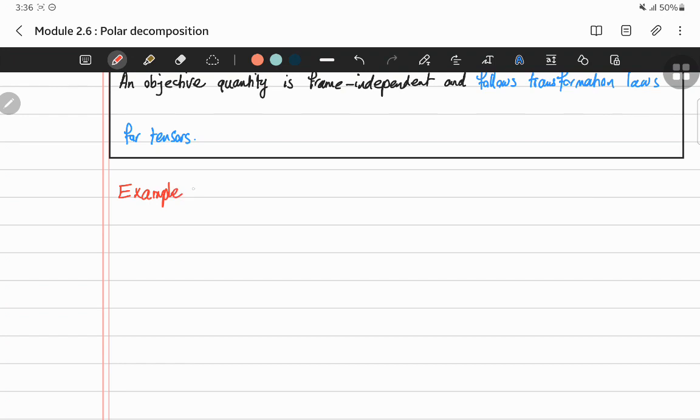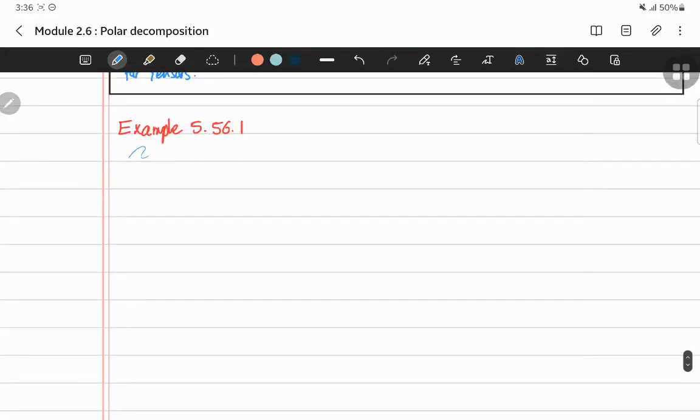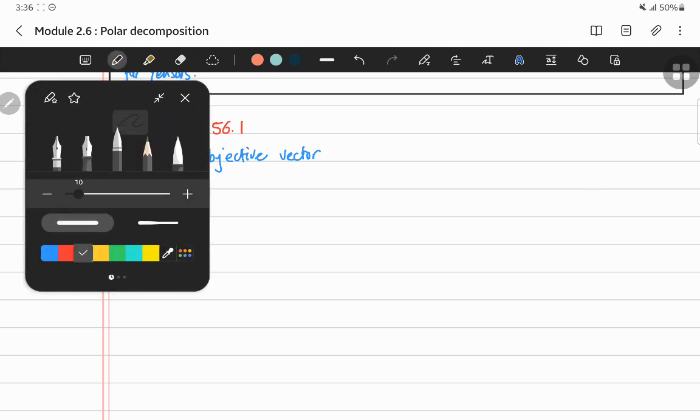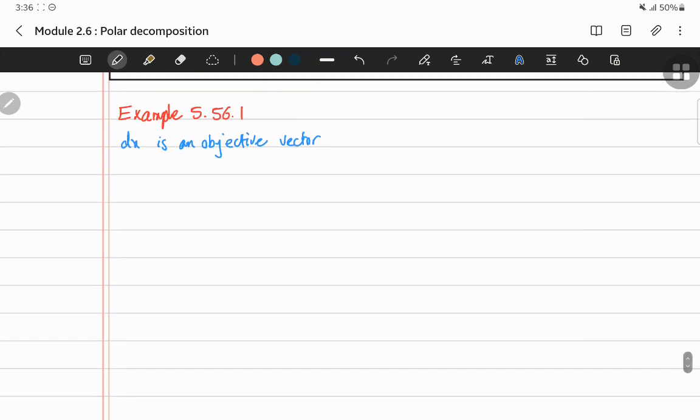Example 5.561. Okay. So the first part of the example says to prove that dx is an objective vector. All right. So we have 2 points here. We have one here and one here, and we have dx. And we want to show that dx is an objective vector. So it is independent of the observer or frame.